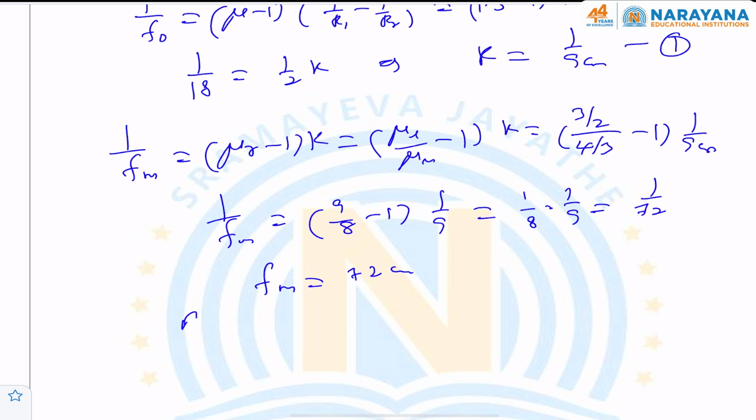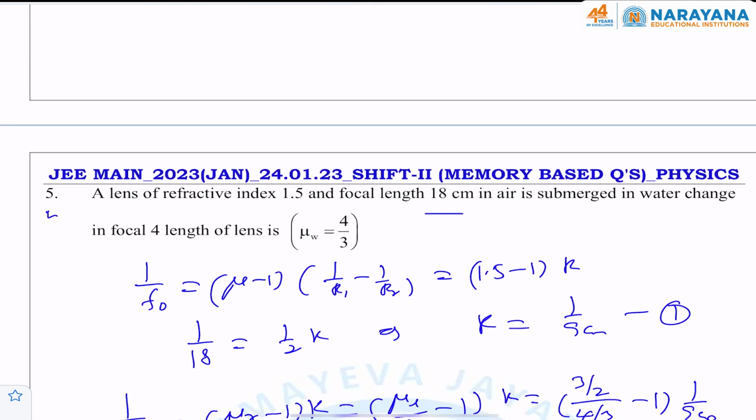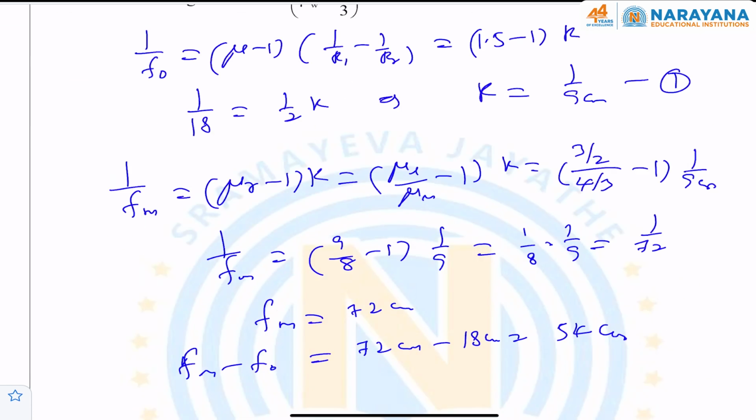Now he is asking the difference, F medium minus F air. 72 centimeter minus 18 centimeter, it is 54 centimeter. So required answer is 54.